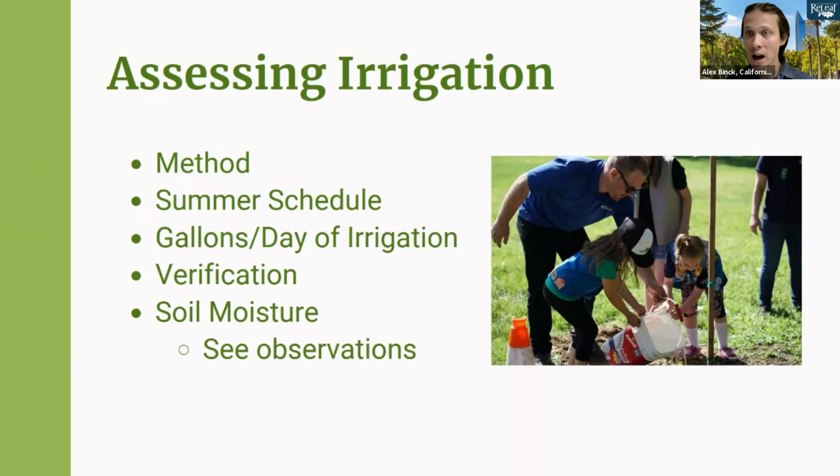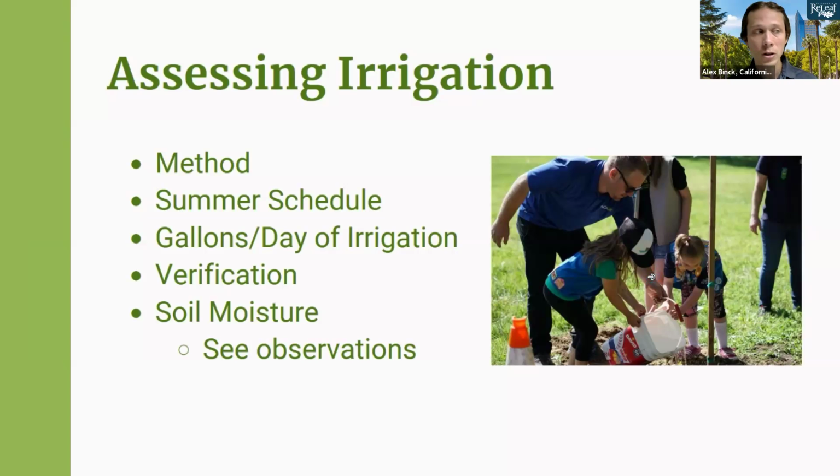Next, we have gallons per day of irrigation. Is it getting 5 gallons of water? Is it 10, 15? Try to estimate that and you can put that in. And these are all optional. If you don't have the information, you don't have to fill it out. Method is probably the one that I would recommend doing in most cases if you have that information, but you don't have to do all of this if you don't want to. The last one, though, is kind of important.